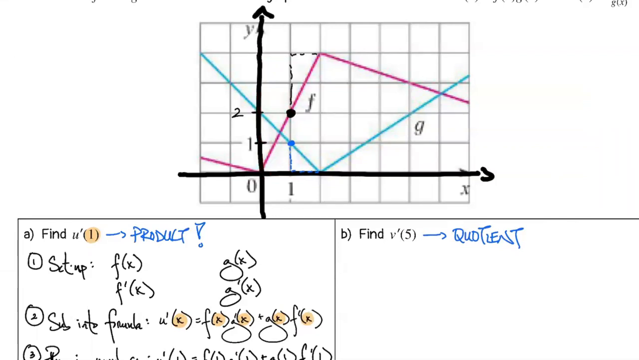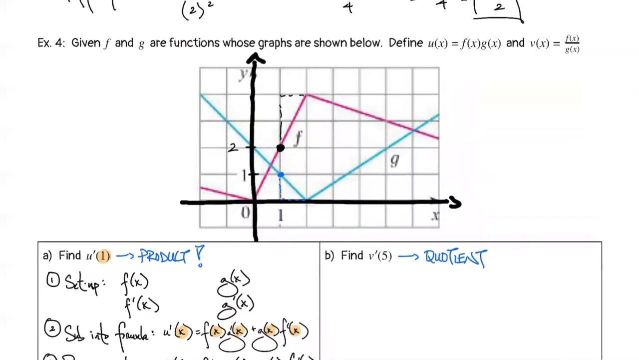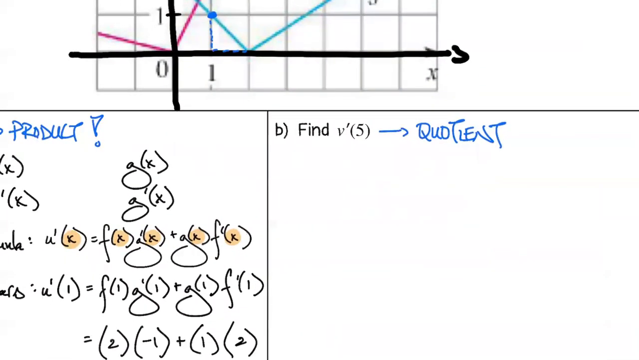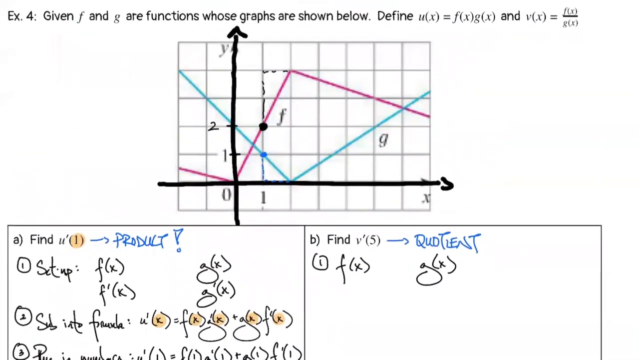But let's practice that again, because this time in part B we're looking for v prime of 5. Earlier we said v of x is f of x over g of x, which is why we said we're going to need the quotient rule. So let's set this up in terms of our quotient rule. We're going to have f of x, g of x, because f is on the top and g is on the bottom, and then our derivatives, f prime and g prime.